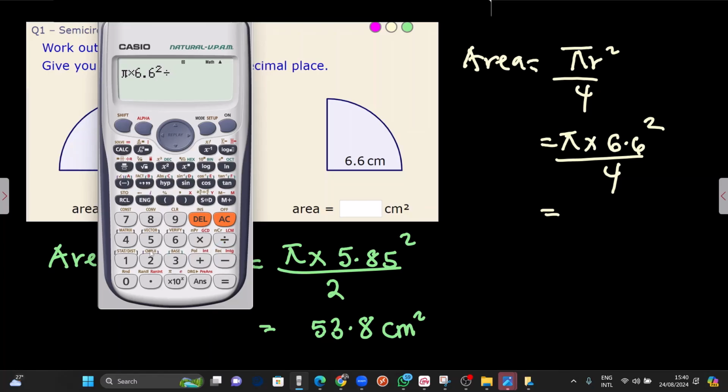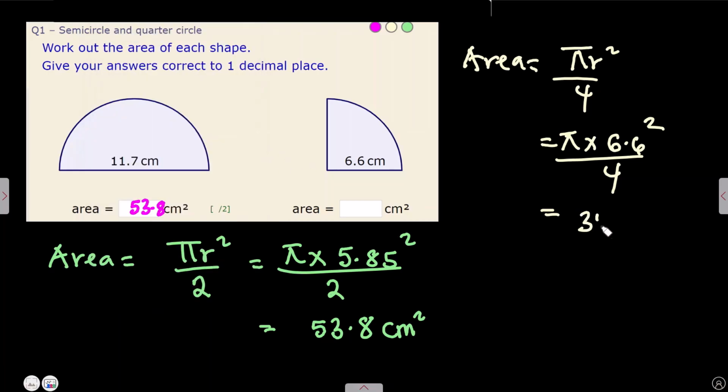And here you go, pi times 6.6 squared, and you divide that by 4, and that will give you 34.211, but to one decimal place that's going to be 34.2. So this is 34.2 centimeters squared, and of course you can put it here, 34.2. And here is the result for the semicircle, and this is for the quarter circle. Okay.